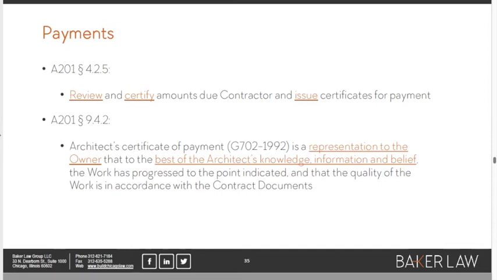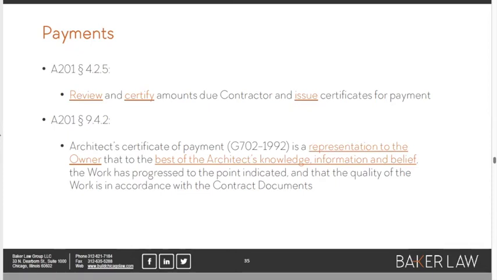That sounds like it's at a high level. And that is really the case, because the architect's duty to review and to certify the amounts due to the contractor and then to issue certificates for payment is a really weighty obligation. And it's one of the trade-offs.